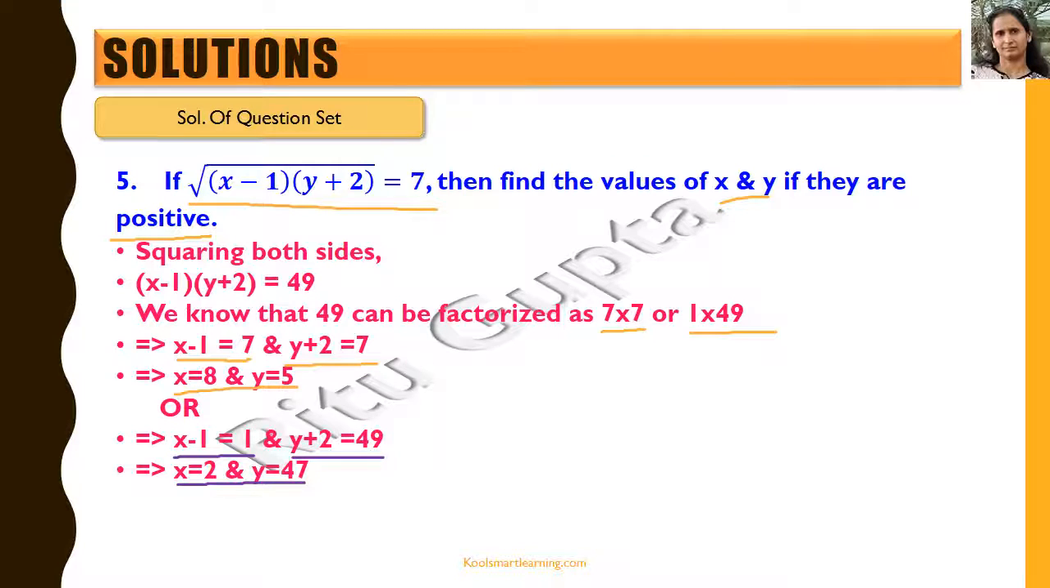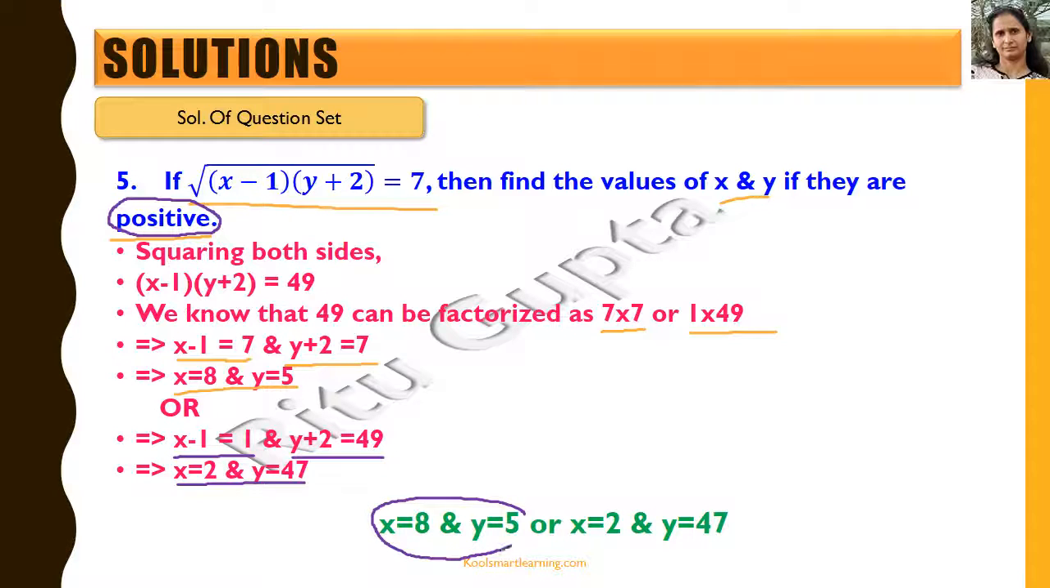Now the important thing to note here is y plus 2 cannot be taken as 1 because we know that both x and y are positive, because y plus 2 equal to 1 means y would be minus 1. So we rule out the third option. So these are the two possible values of x and y. First is when x is equal to 8, y is equal to 5, and second is when x is equal to 2, y is equal to 47.